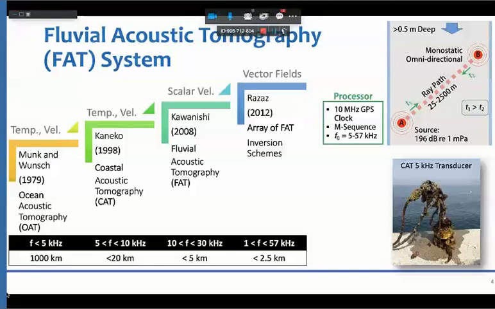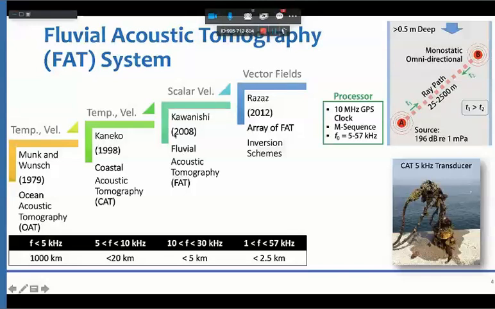So Kaneko in 1998 invented the CAT system, or Coastal Acoustic Tomography system, and then Kawanisi took one step forward by using the CAT. The CAT is actually the backbone of the FAT, or the Fluvial Acoustic Tomography, but it can be used in shallower waters. The difference, as you can see, as you go to shallower waters from the bay to, say, rivers, is that the acoustic frequency is going to go higher and higher.